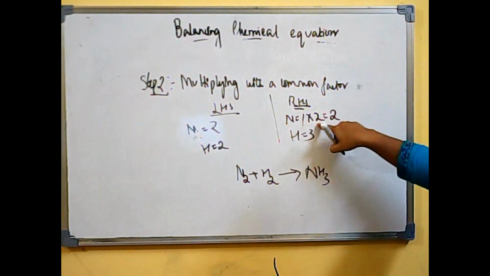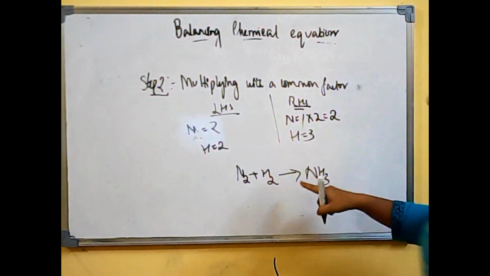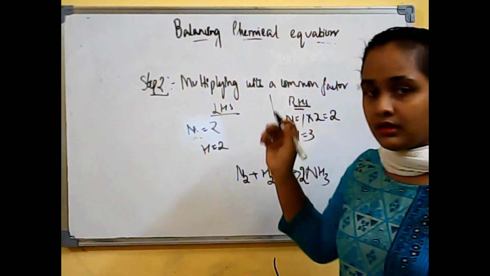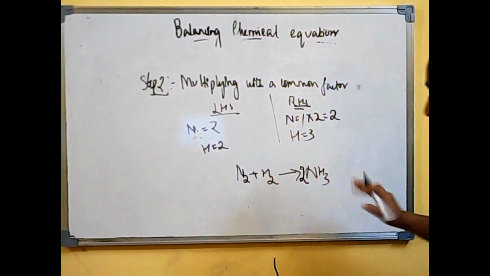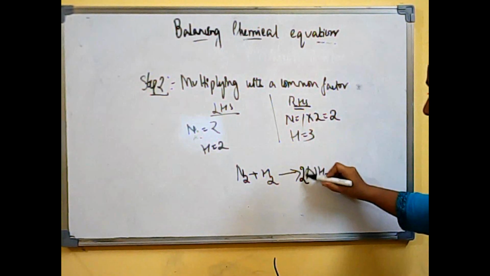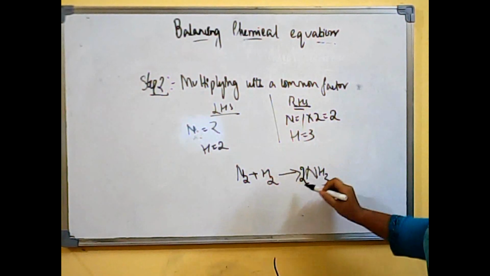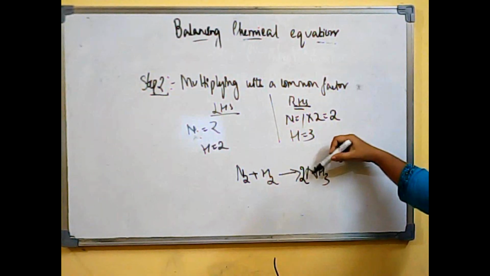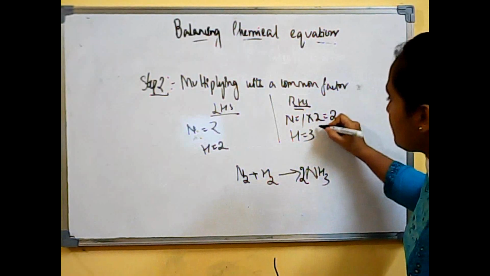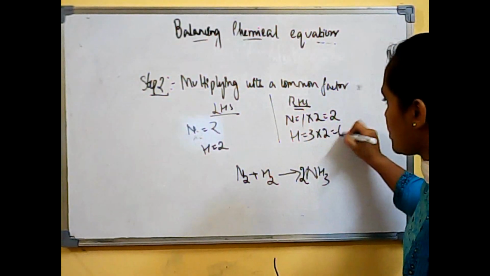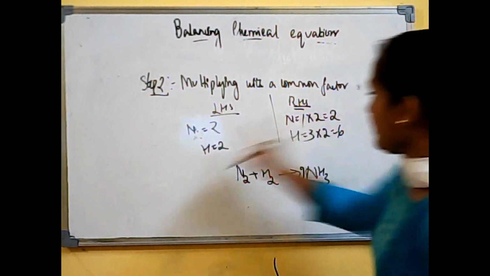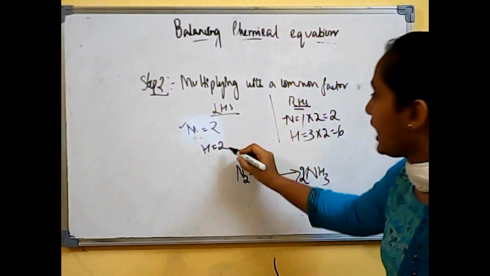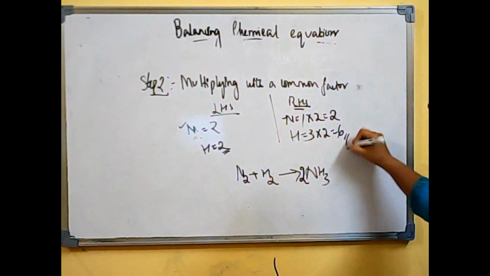Once I multiply it with 2, I will come back and again I will multiply it in the reaction. Always remember to write it, don't forget. So once I have multiplied my product with 2, if you observe, the hydrogen is also multiplied with 2. Now I will come back and multiply my hydrogen with 2. Now if you see, your nitrogen is balanced, but your hydrogen is 2 here, it is 6.